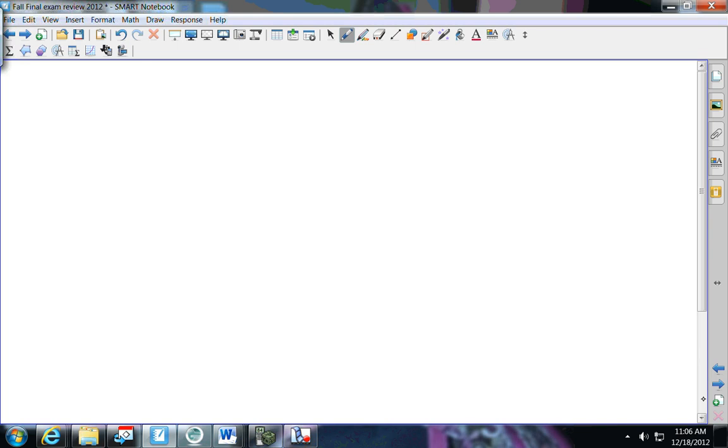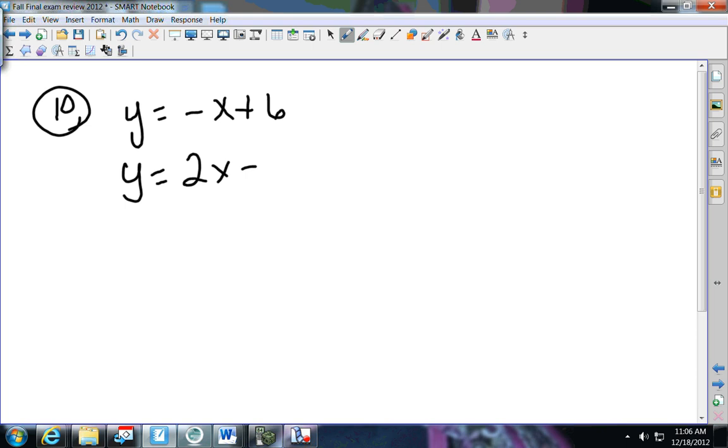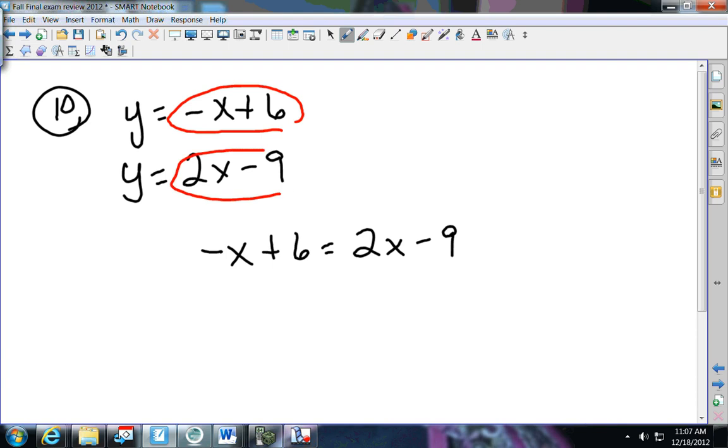Okay. Number 10 says Don took two equations, y equals negative x plus 6 and y equals 2x minus 9, and set them equal to each other. So it was negative x plus 6 equals 2x minus 9. This is what's on your paper. It says, what is the value of x? Okay, so all they did was they set these two things right here equal to each other, right? And they want us to find x.